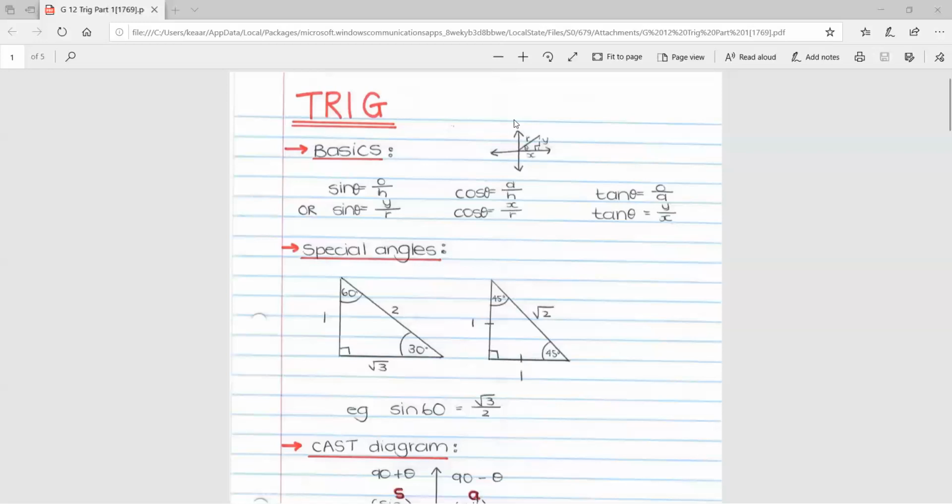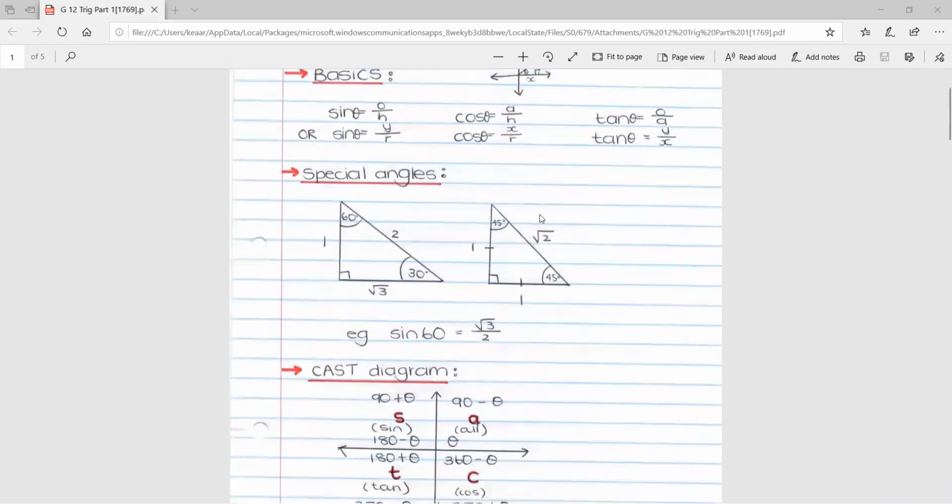So if we look at this mini Cartesian plane over here, the y represents this side, the opposite. The r represents the hypotenuse, and the x represents the adjacent over here.